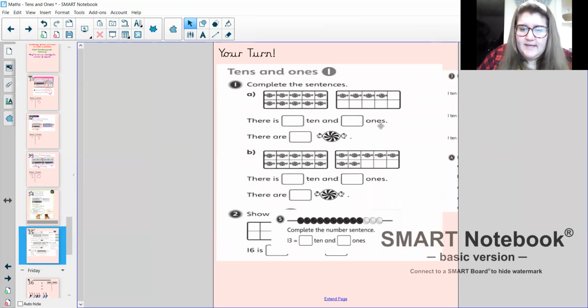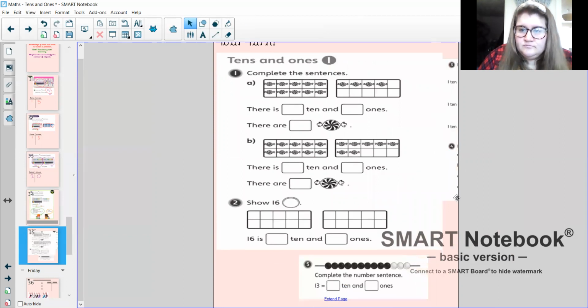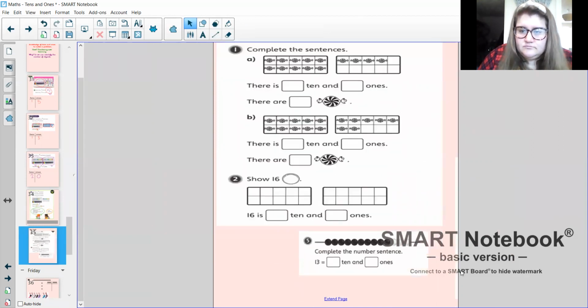Let me make it nice and big. There we go. Question B, there is how many 10s, how many 1s, how many sweets altogether? That's easy. Question 2, show 16 counters. Okay, so this one, some children struggled with this a little bit last week, and that's fine because we all make mistakes. Now, I know that Harrison, you struggled a little bit with this, but I'm going to go through it with you now.